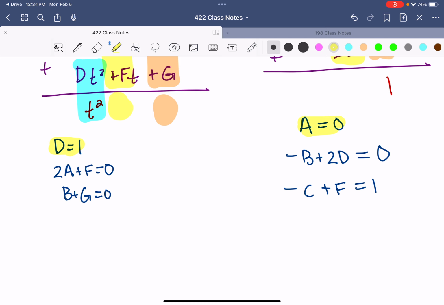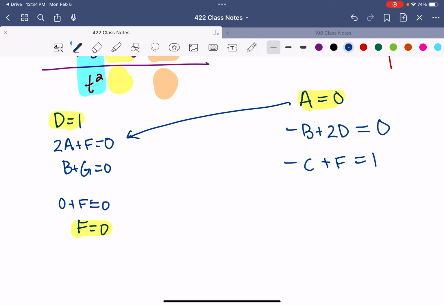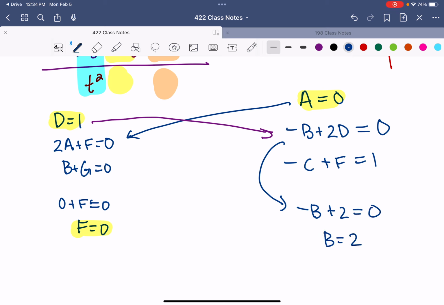All right, so what I'm going to do is I'm going to bring my a equals 0 over here. So if a equals 0, then 0 plus f has to equal 0, which means that f equals 0. And as I mentioned before, a lot of times these turn out to be zeros. So there's another one. Then let's take the d equals 1 over to here. So that will turn into negative b plus 2 equals 0. And that tells us that b equals 2 if we add the b to the other side. So there's our fourth variable.